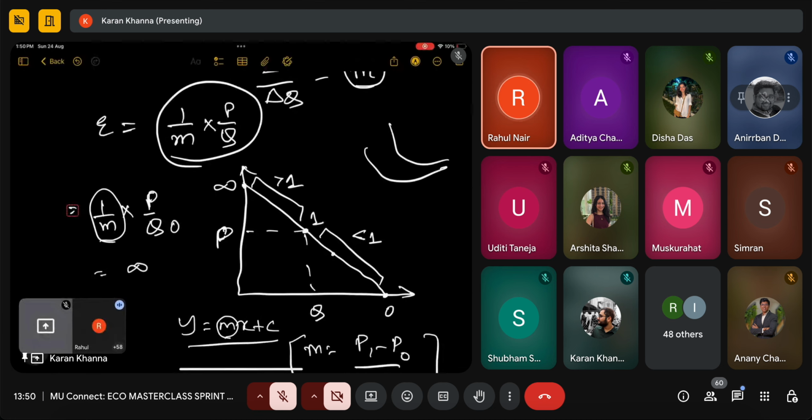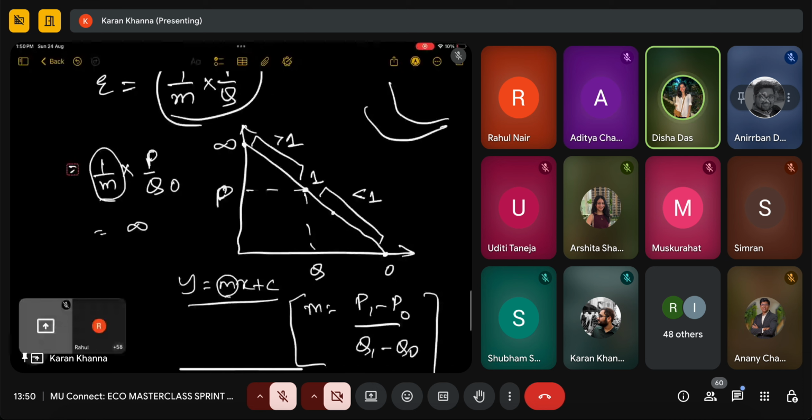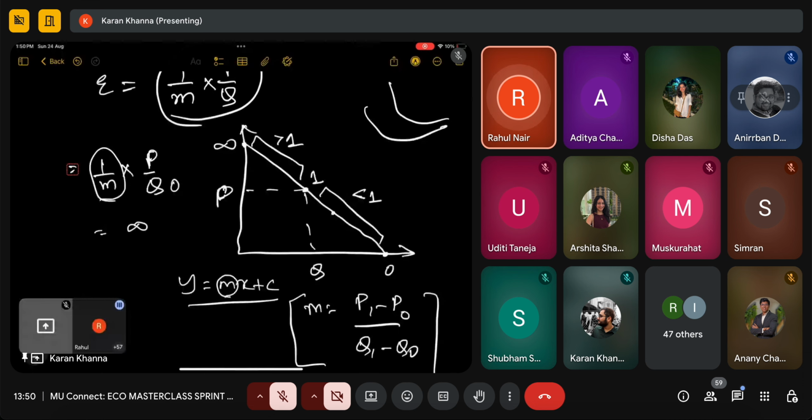Any doubt why it is more than one or why it is less than one? Will we be asked to derive the one? I don't think so. If it's a caselet, I don't think we'll be asked to derive the one.